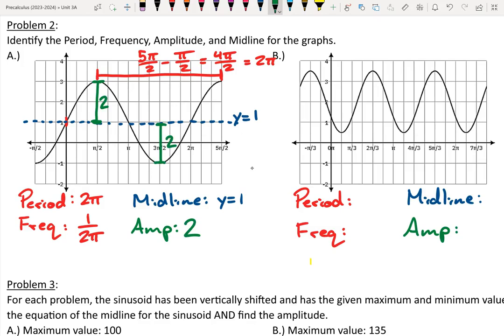Let's go ahead and look at B. B, period. Aaron, what's the period of my graph B? How did you get that? That is correct. What was that? Did you have a starting place or ending place you looked at?